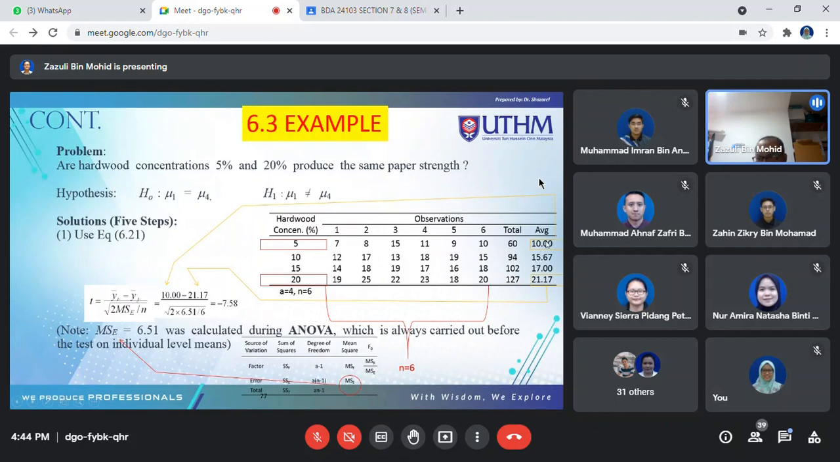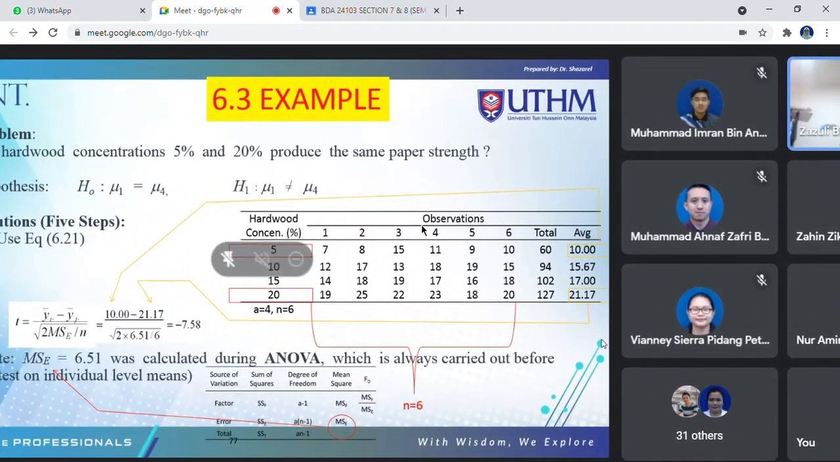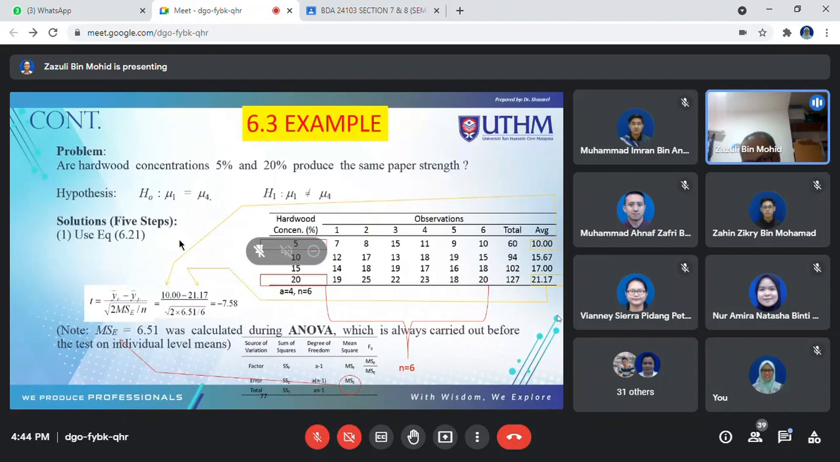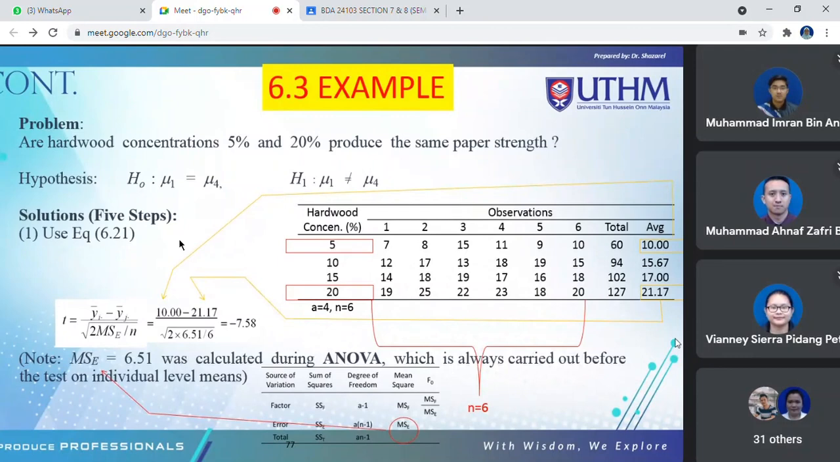We have the average 10 and average 21.17. From this value only, we can see that the means are not equal. So that means we can say that the paper strength is not equal. But this value is not enough to do comparisons between levels. So we have to do the calculation.